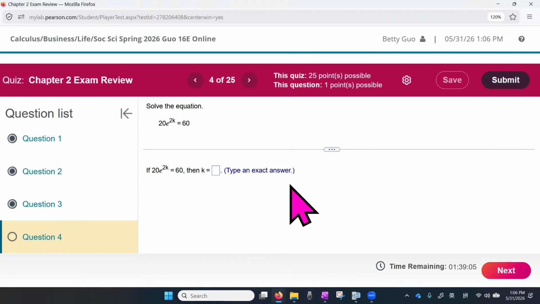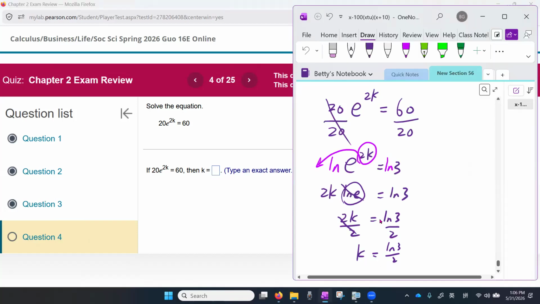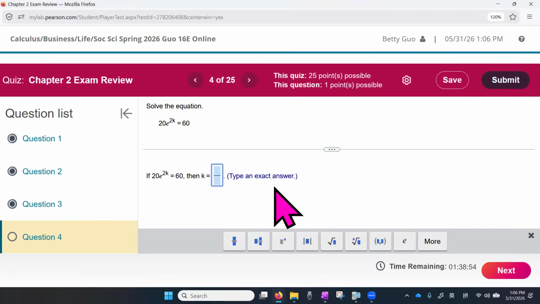So this one we do not need to use a calculator because the question requires us to type an exact answer. That means you have to type in ln 3 over 2. Like that.